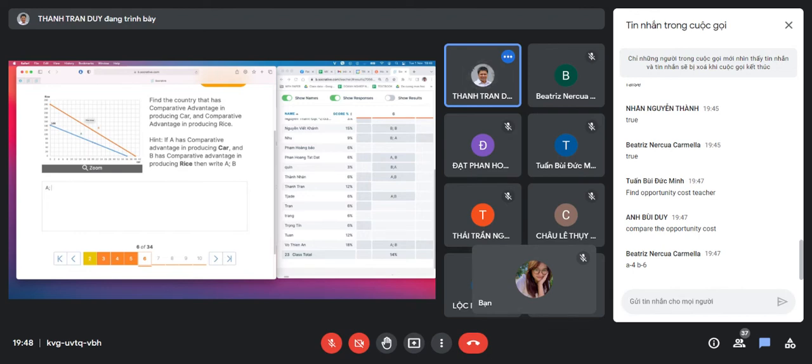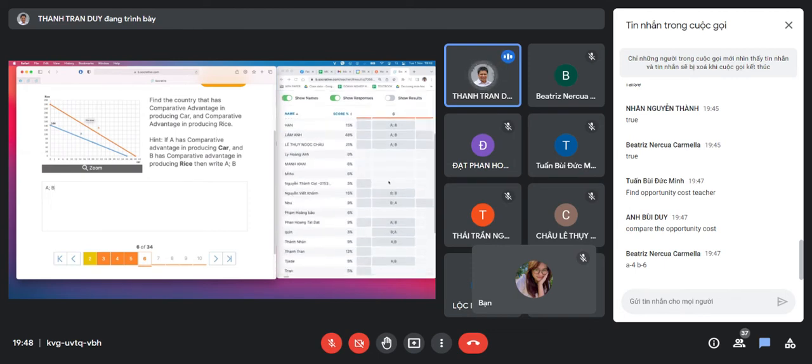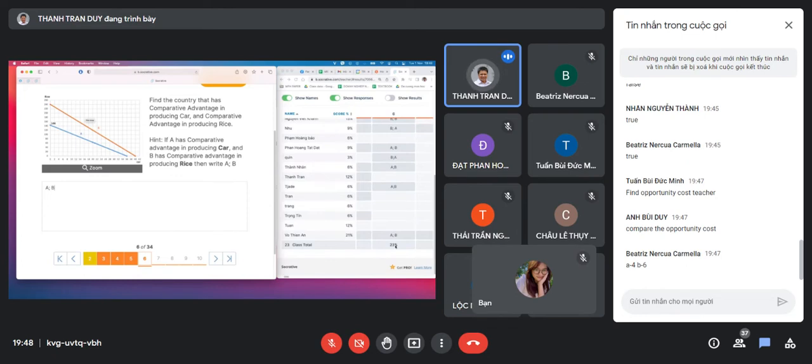Do you agree? Now, many of you gave answers, but not all of you want to answer. That's why we have only 23% correct. Is it okay?